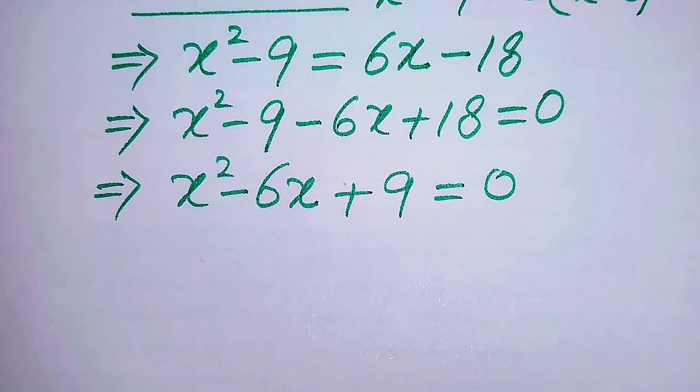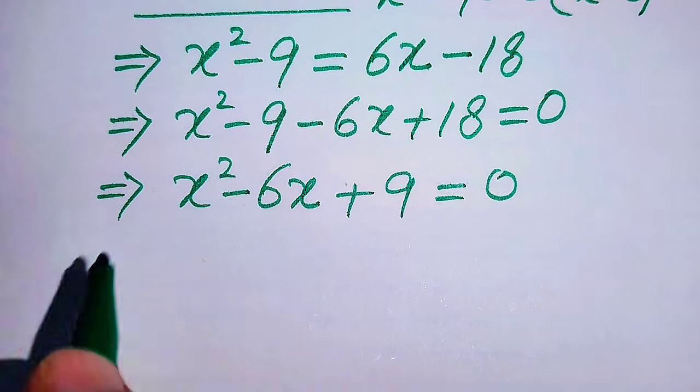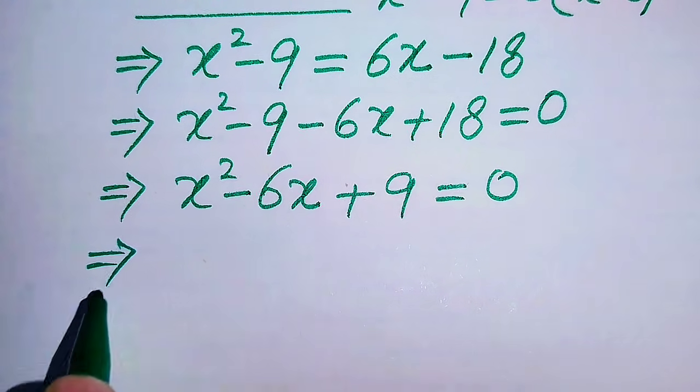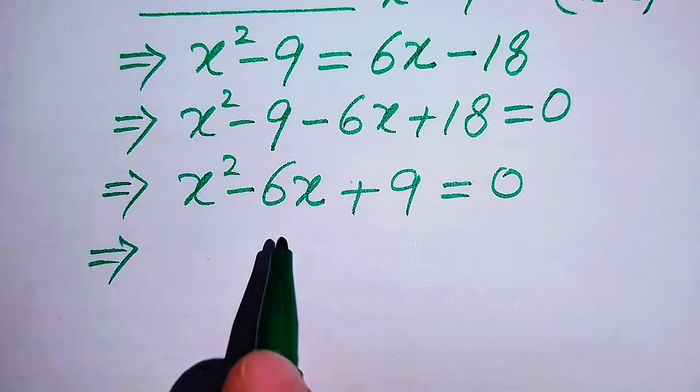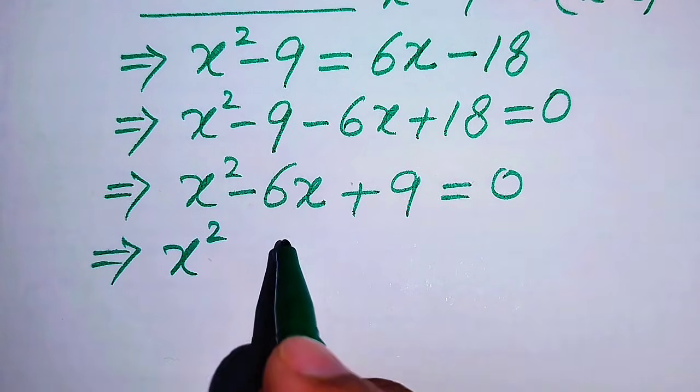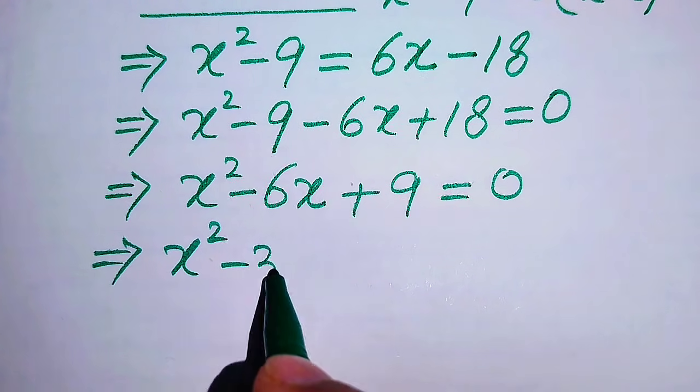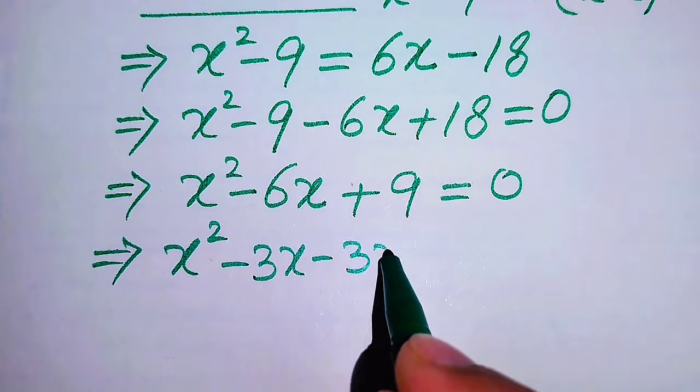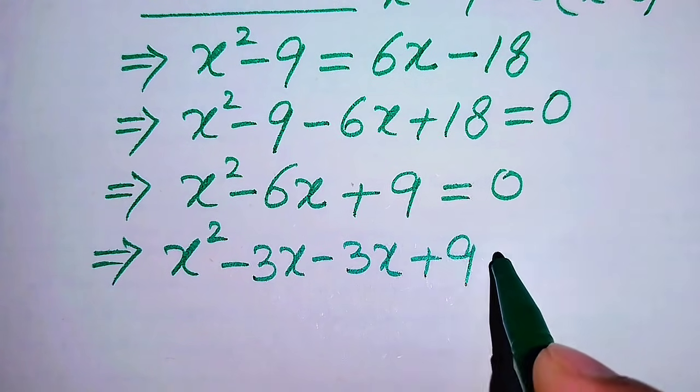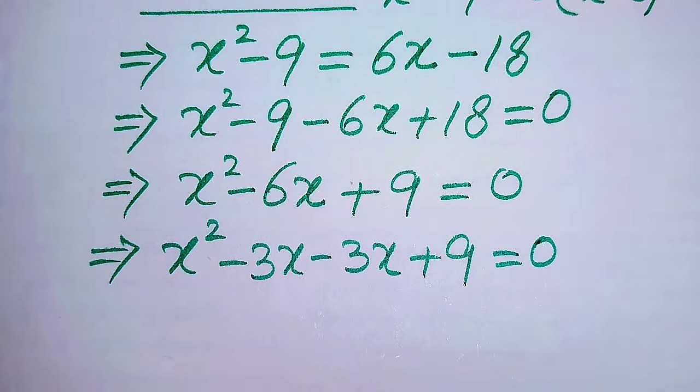So here you know that there are three methods to solve the quadratic equation. The first method is by applying the factorization technique, the second one is the completing square method, and the third one is by applying the quadratic formula. So here we just use the factorization technique to solve this equation, and we can easily make the factors of this equation. So first we need to break its middle term. When we break its middle term, we write this minus 6x as minus 3x minus 3x, and this is plus 9, and this whole equation is equal to 0.